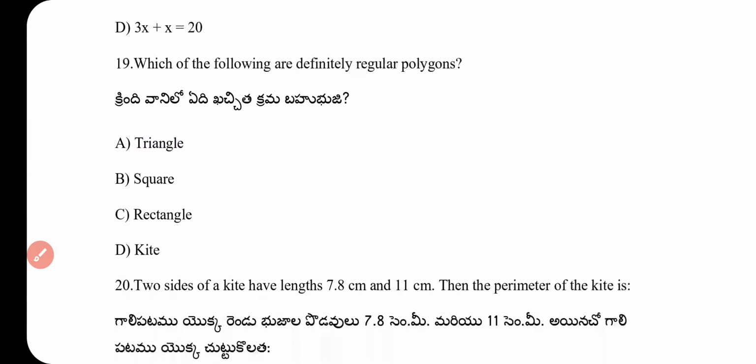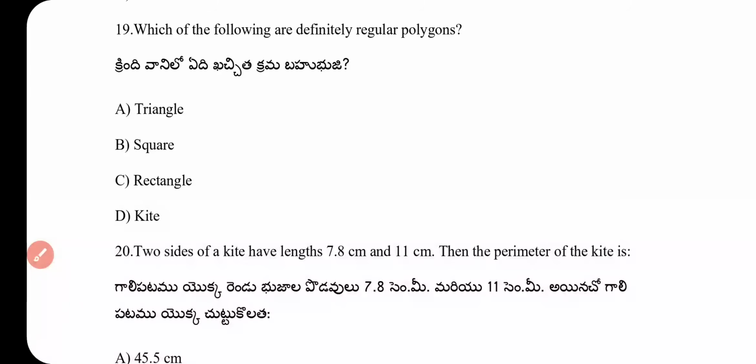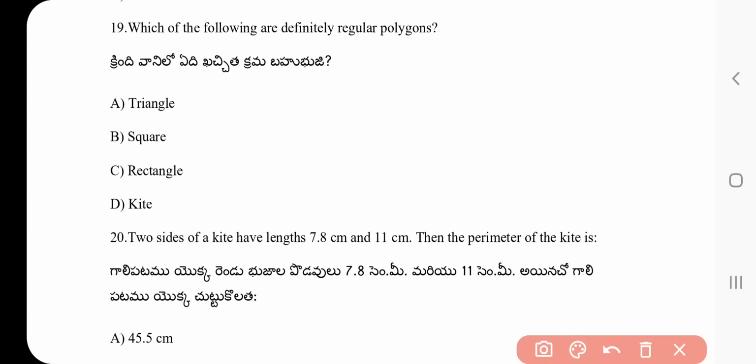Question number 19. Which of the following is definitely a regular polygon? Triangle, square, rectangle, kite. Answer is a square.